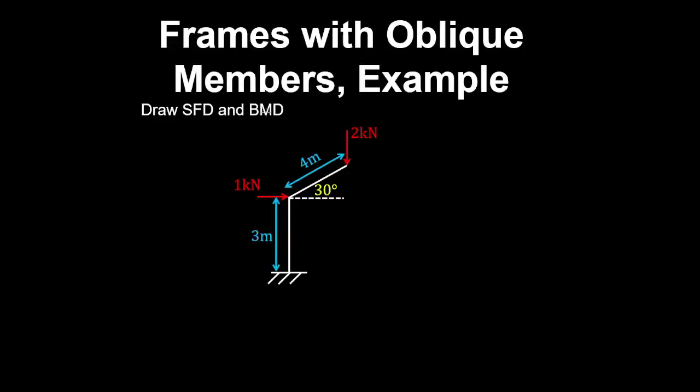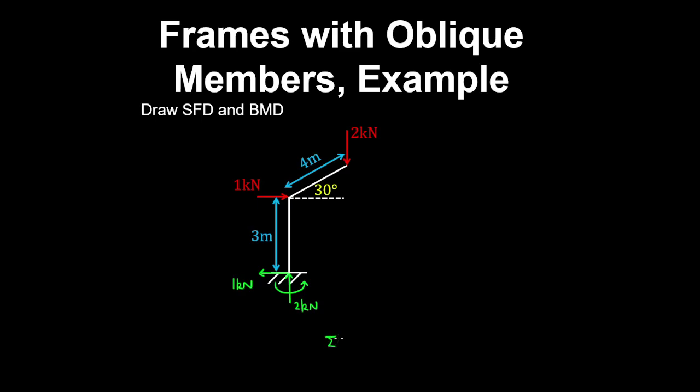Let's draw the shear force and bending moment diagram for this frame with an oblique member. And by vertical equilibrium of forces, we have 2 kilonewtons acting upwards, and horizontal equilibrium of forces, we have 1 kilonewton acting to the left. And because it's a fixed support, we have a moment reaction.